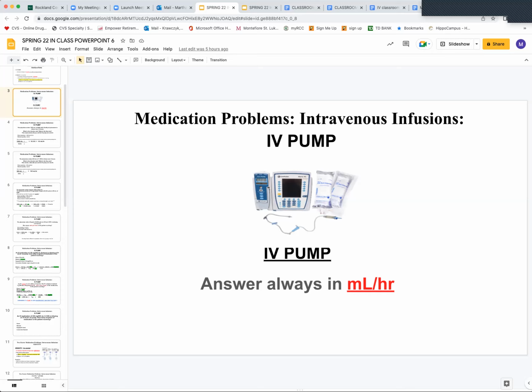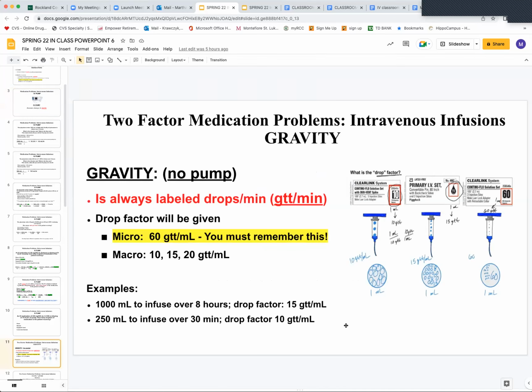Okay, today we're going to talk about, in this video, IV pump and IV via gravity. So when we are talking about IV pumps, when you get questions regarding infusion rate, flow rate, drop rate, if it says the word IV pump, the answer is always in milliliters an hour. The other option is IV gravity, and this is the one where we have to use drop factor. In your problems, the word pump will not be in the question, and it will have a drop factor.